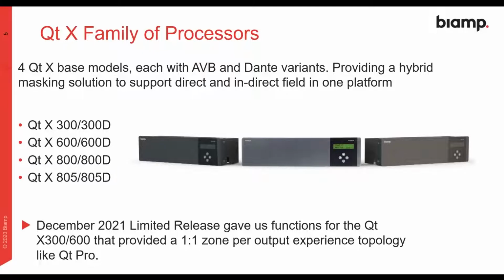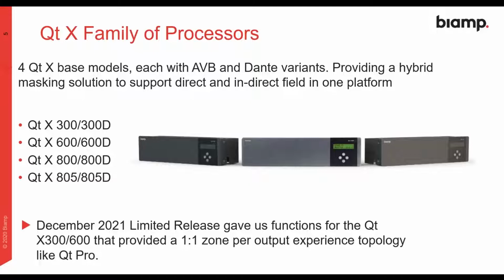Our 4 models are the QTX 300, 600, 800, and 805, and they all do specific jobs. The 300 and 600 are expansions of each other. The 300 starts with a certain amount of outputs and square footage, and then the 600 builds off of that, giving you additional outputs, as we'll look at in a moment.